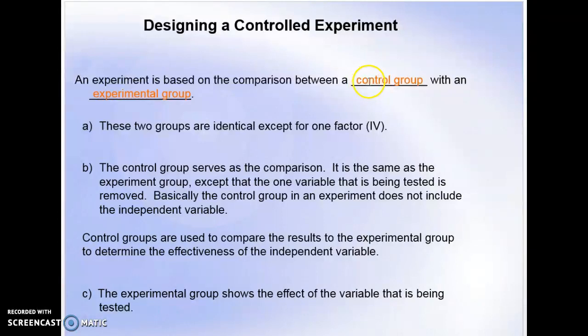Now, not always, but most of the time we're going to try to have two groups. One's called a control group. One's called an experimental group. All right. These two groups are identical except for one factor. That's the independent variable.